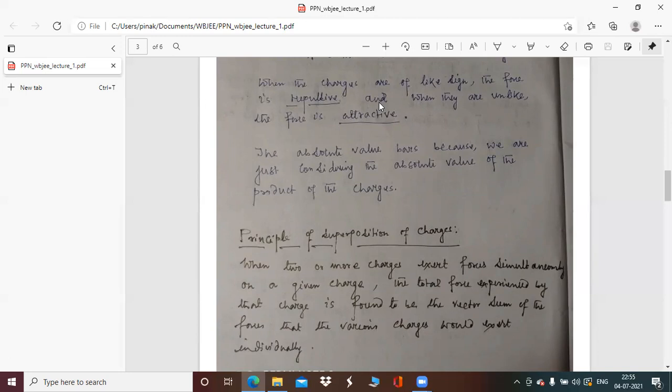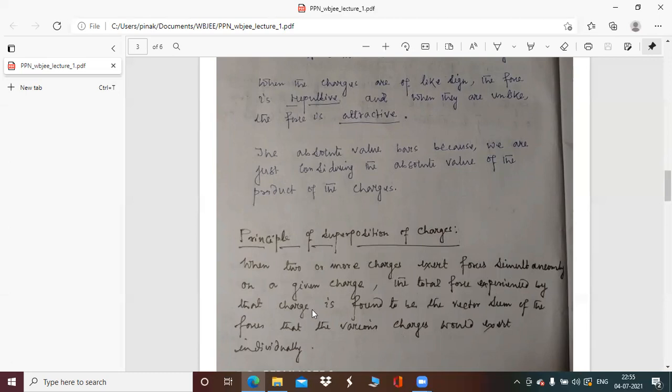Now, this answer is given by the principle of superposition of charges. This principle states that when two or more charges exert forces simultaneously on a given charge, the total force experienced by that charge is found to be the vector sum of the forces that the various charges would exert individually.